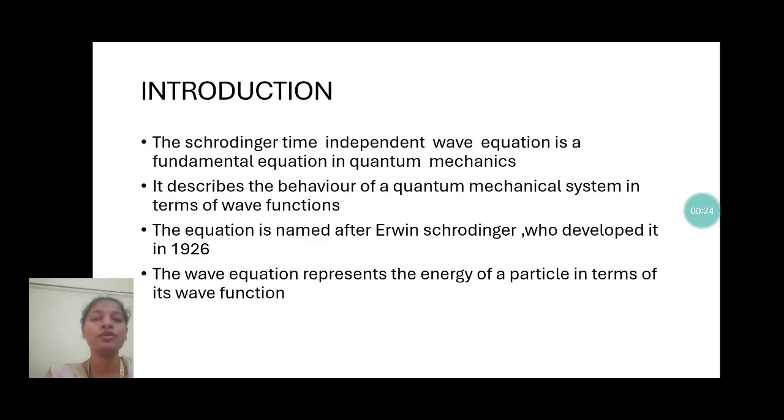The Schrodinger time independent wave equation is a fundamental equation in quantum mechanics. It describes the behavior of a quantum mechanical system in terms of wave functions. The equation is named after Erwin Schrodinger, who developed it in 1926. The wave equation represents the energy of a particle in terms of its wave function.